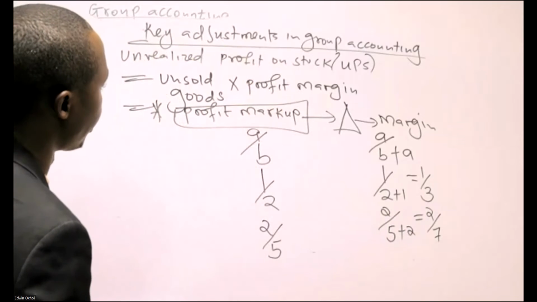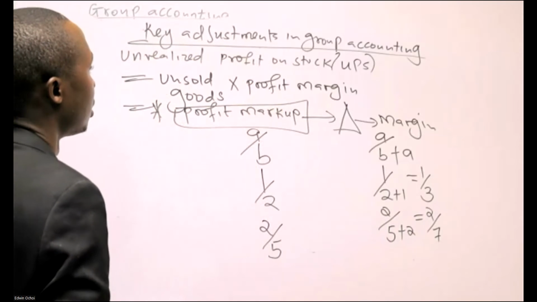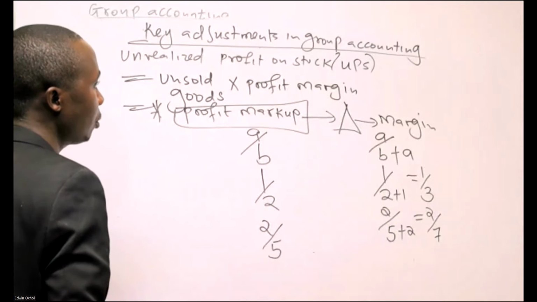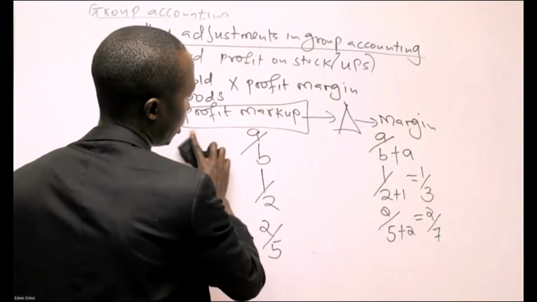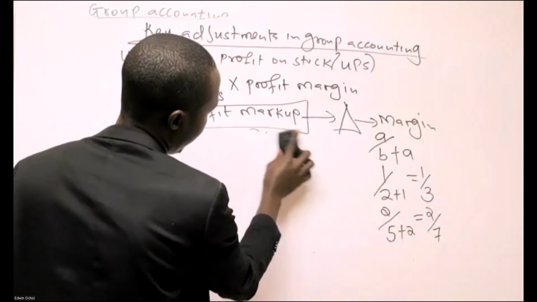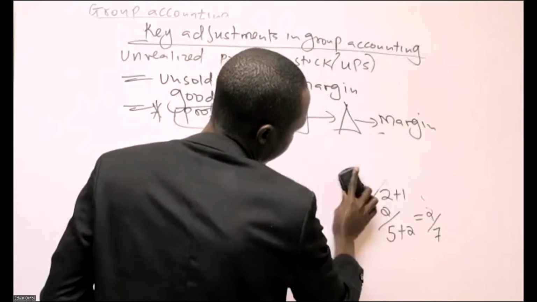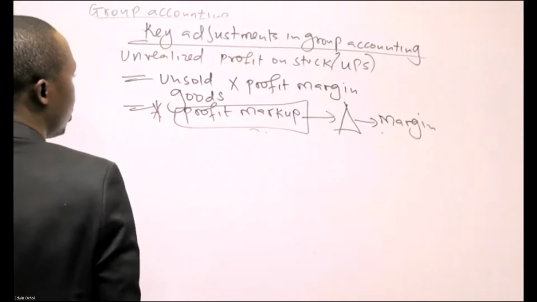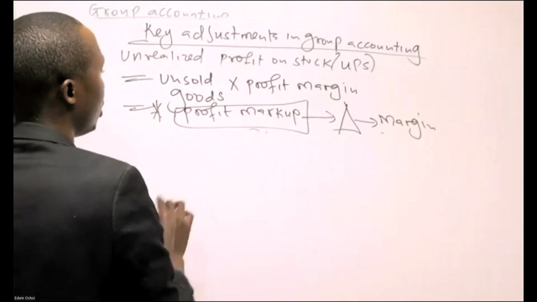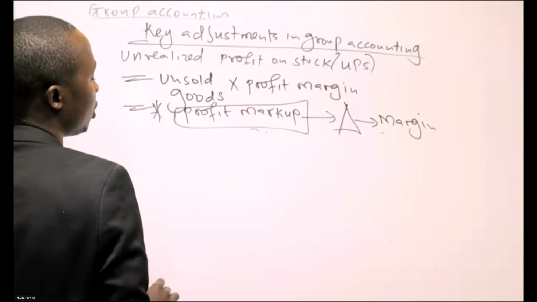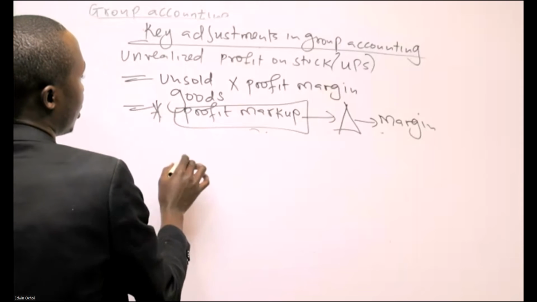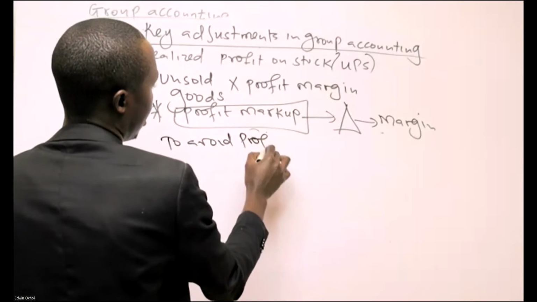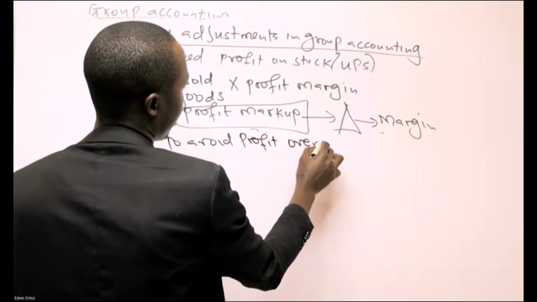Are we together? So what you need to know is how to change. Another thing you need to understand is what to do about the UPS now. To avoid profit overstatement due to this UPS.